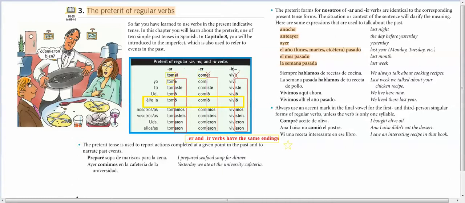And so you'll see over here, IRs, you do the same thing. You get rid of the IR ending. You keep your stem, viv. And if I want to say I lived last year, el año pasado yo viví en una casa cerca de la escuela. So last year I lived in a house near the school. ¿Dónde viviste tú el año pasado? Where'd you live last year? Él vivió en otra ciudad. He lived in another city. So these are the endings that you add, and you'll notice they're exactly the same. So it's viví, viviste, vivió, vivió, vivimos, vivisteis, vivieron, vivieron.